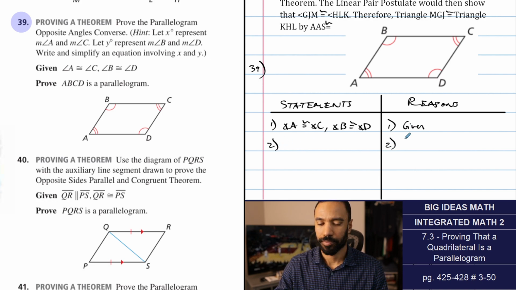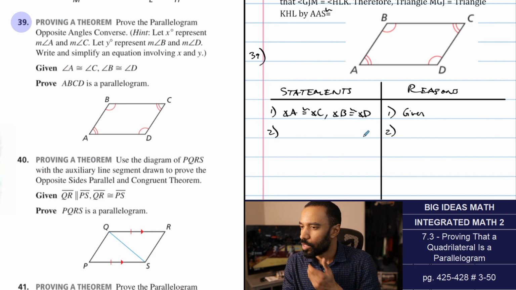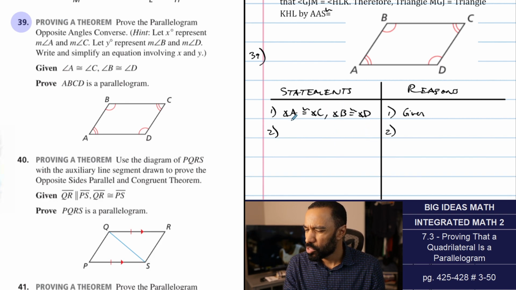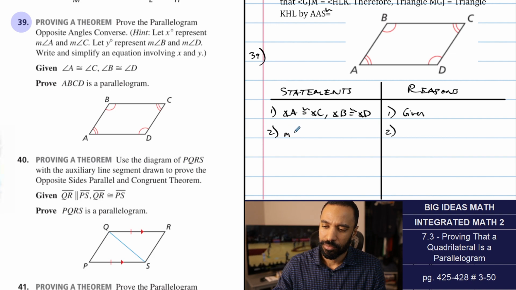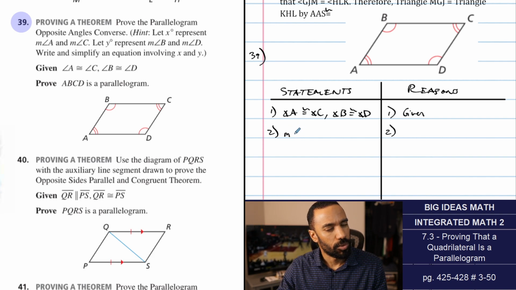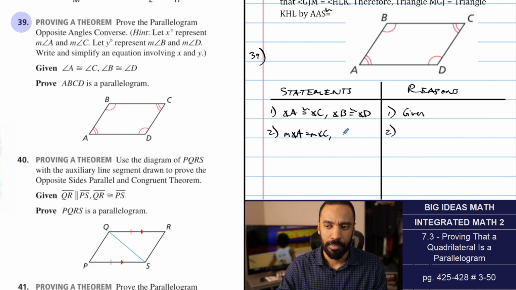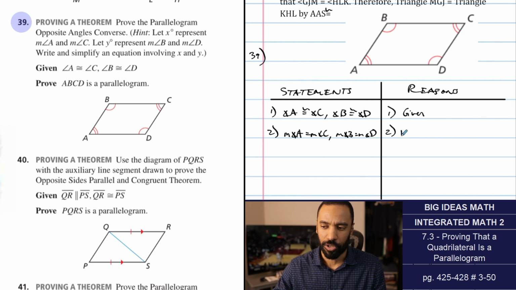Step 2, so congruency. They're equal to each other. Measure of angle A equals measure of angle C. Measure of angle B equals measure of angle D. That's the definition of congruence. Congruent angles means equal measures.